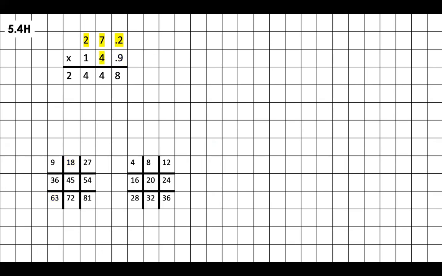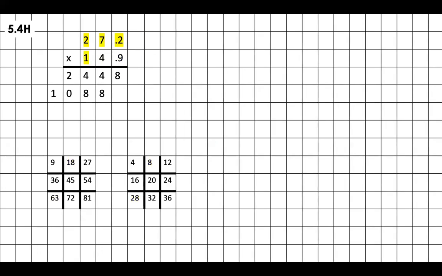I'm going to continue with the tens place. 4 times 2 is equal to 8. Then 4 times 7 is equal to 28. I'm going to regroup the 2, and then 4 times 2 is 8 plus 2, 10, as you can see here. And the last one, any number multiplied by 1 is the same number, so that means that 272 times 1 is equal to 272.